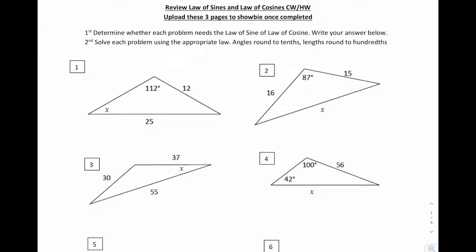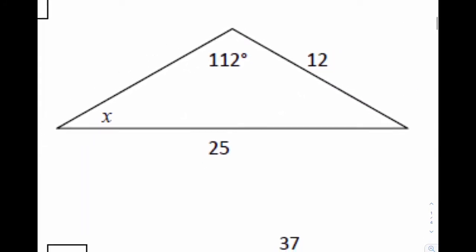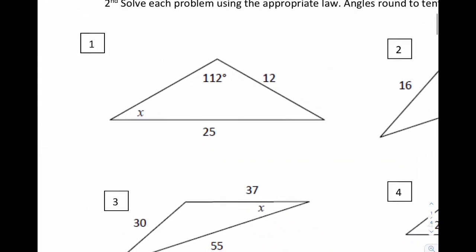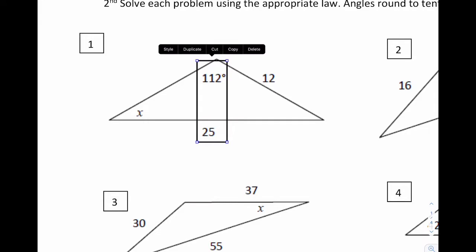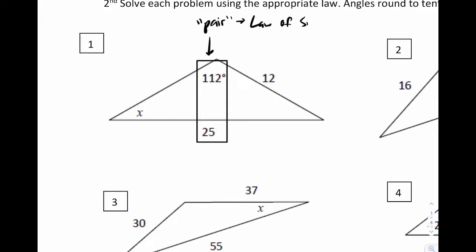Today we're going to be talking about the law of sines and the law of cosines and when to use which law. So let's go straight to number one right here. I want all of you to highlight or put a box around this. Hopefully you're getting good at recognizing this. Notice how you have a pair. Anytime you have a pair, you're going to need the law of sines. That's a huge indicator that that's the law we want.